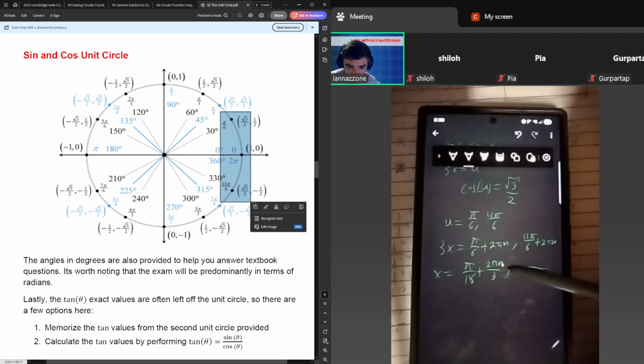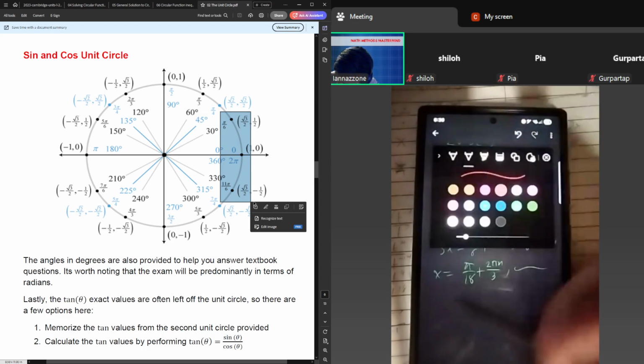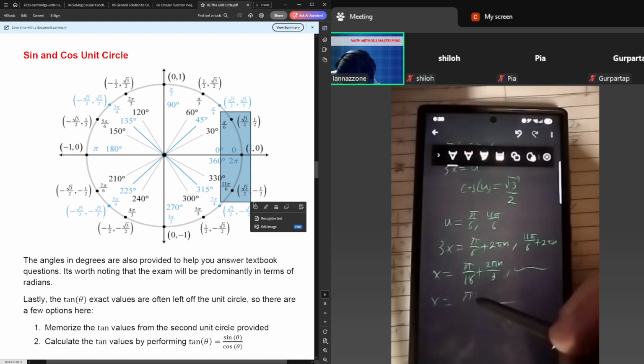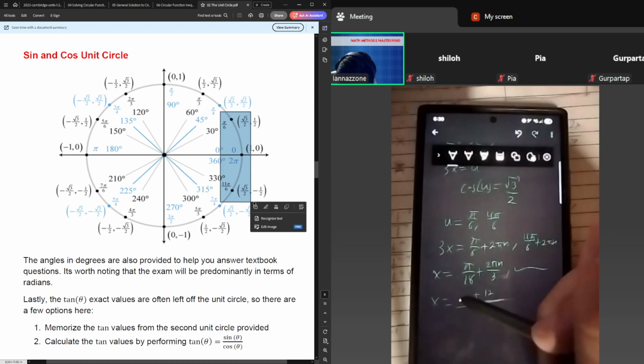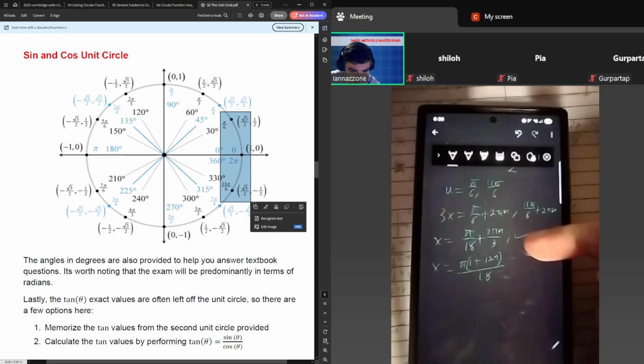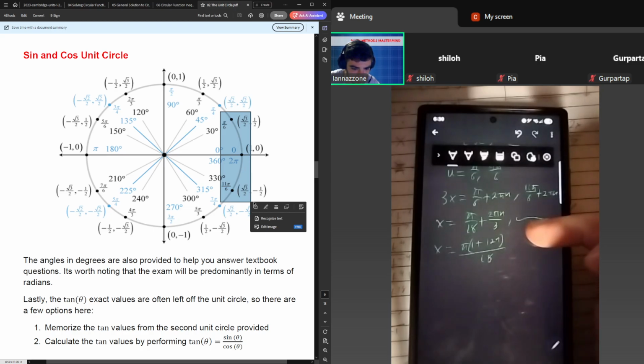So that's what you might see in the book answers. They'll put it over the same denominator, and they might even factorize the pi out as well. Just warning. So that will look like, so we got x equals pi plus 12 pi n all over 18, and then I'll take this pi out the front for whatever reason. Pi times 1 plus 12n, and it looks kind of weird, but that's what they're known to do.